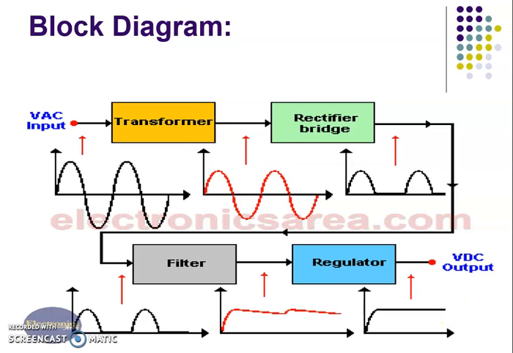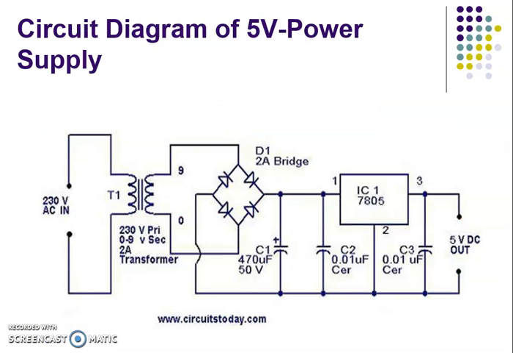So regulators are available in IC form, for example 78 series ICs and 79 series ICs. 78 series ICs produce positive output voltage, 79 series ICs produce negative output voltage. There are different numbers of ICs available. So this is the circuit diagram. The previous one is the block diagram, and this is the same power supply shown in circuit diagram format.